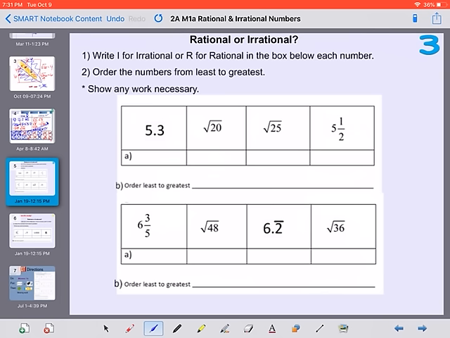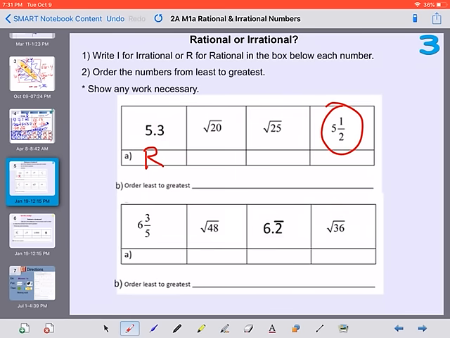Let's take a look at the back side. It says write I for irrational or R for rational in the box below each number, and then order the numbers from least to greatest. Show any work necessary. So 5.3, it's already written here as a decimal, 5.3. So I know that that is a rational number because it ends. If you're not sure, you can flip back to the front side. Anything that ends or repeats is rational, as well as any fraction.